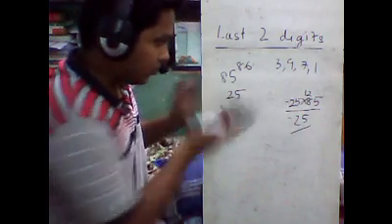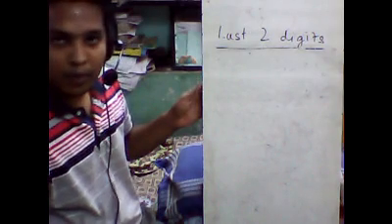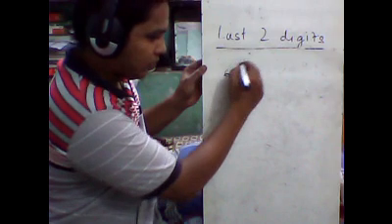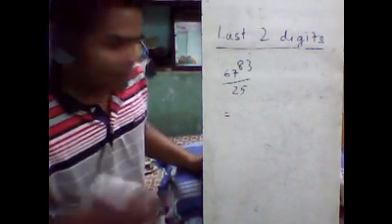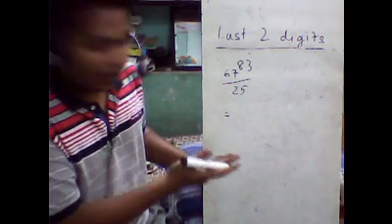And now let us look at the fourth problem. The fourth problem is to find the remainder of 67 to the power of 83 when divided by 25. For this, again we have to find the last two digits and divide by 25. It is simpler this way. Instead of using Fermat's theorem and all that, we can find the last two digits and divide by 25.